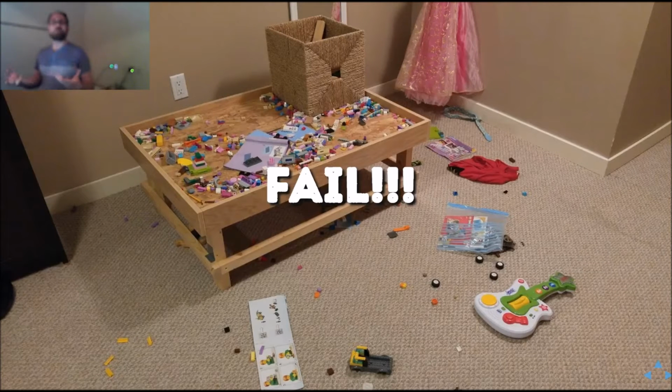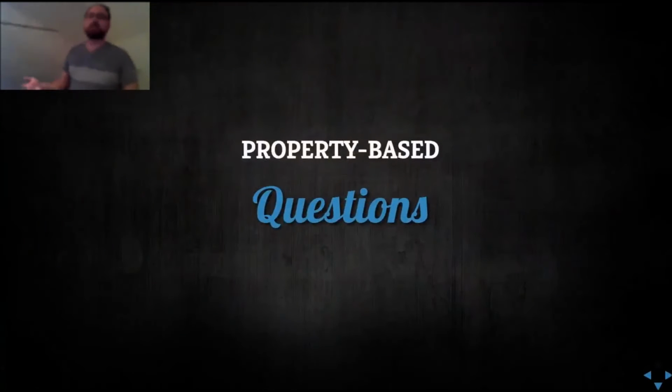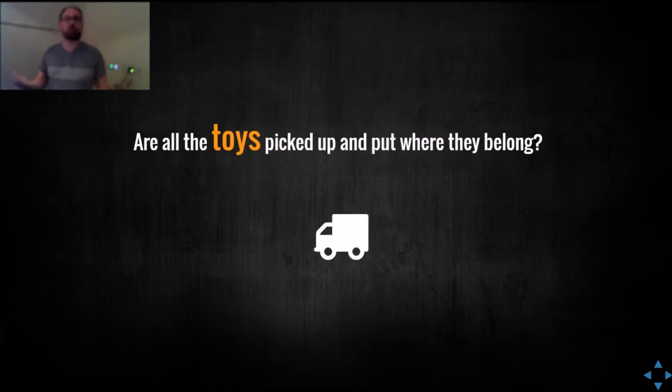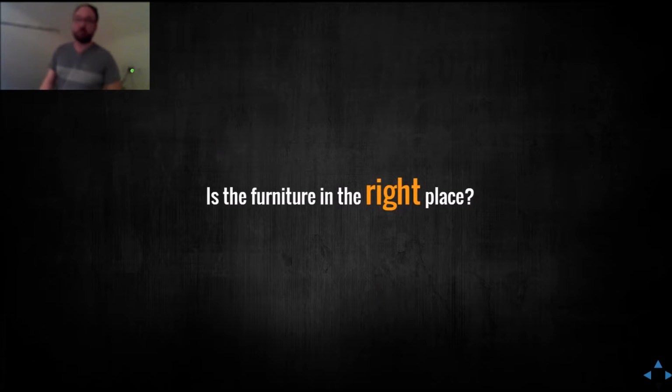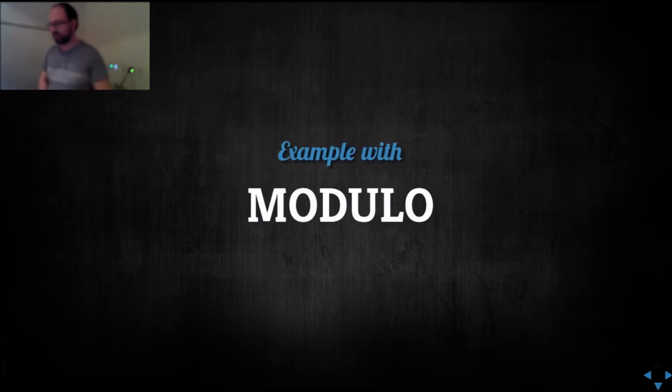This can be the problem with example-based testing. We're asking questions about our code for specific examples, specific inputs, and then verifying those outputs, but how do we know we covered everything? If I was asking property-based questions for my basement, I might ask something a little bit more generic. Are all the toys picked up and put where they belong? Does the floor have anything on it besides furniture? Is the furniture in the right place? These are more property-based questions. Now, you'll notice I don't have the picture of my clean basement with the property-based testing working, because that's just not a reality. But maybe in your code you can get there with property-based testing.